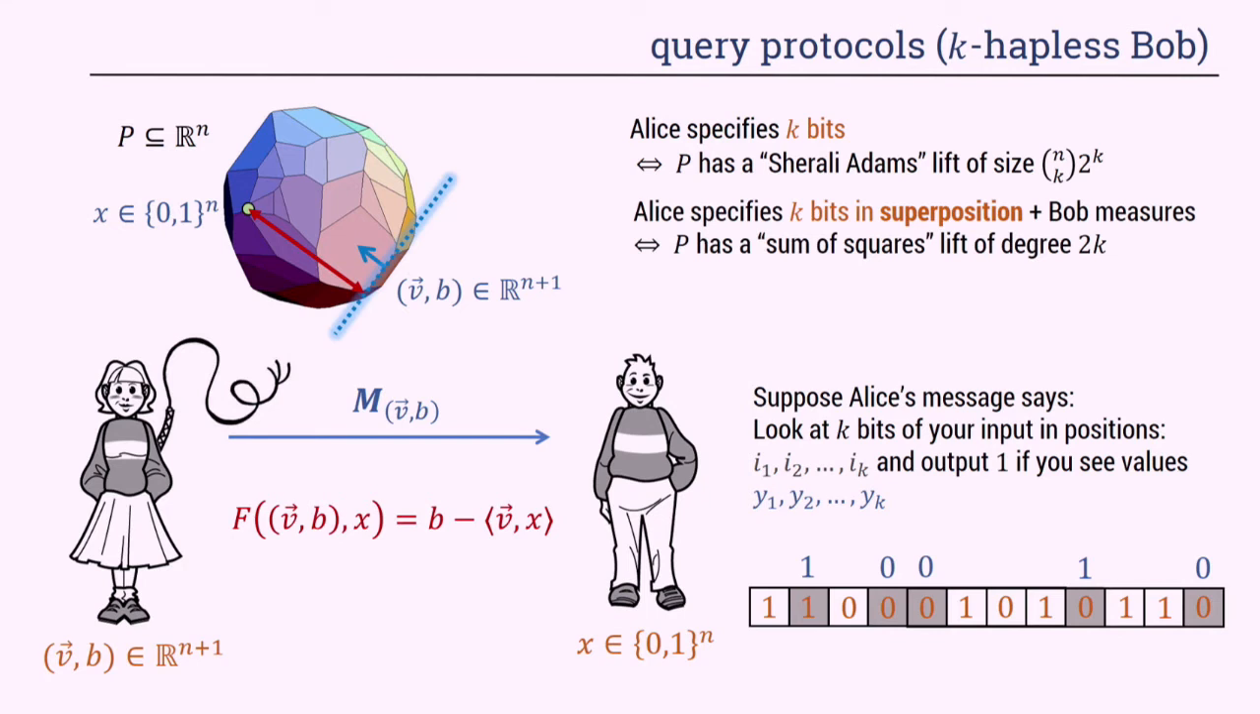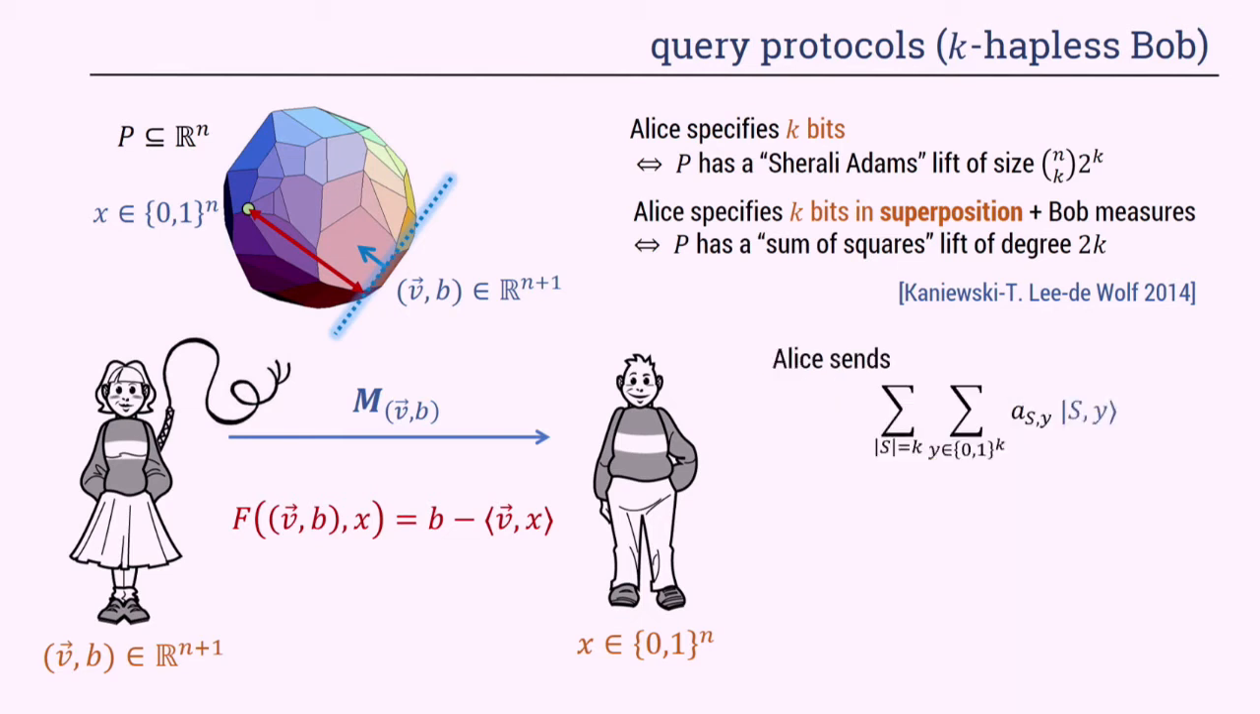And if Alice does the same thing, but instead of specifying k bits, she specifies k bits in superposition, I'll say what that means in a second, then such a protocol exists to solve the problem if and only if the polytope has what's called a sum of squares lift of degree at most 2k. A sum of squares lift is a special family of SDP lifts that are generated in a formulaic way, and people have studied these for quite a while. This is by the same paper of Kanevsky, Troy, and Ronald.